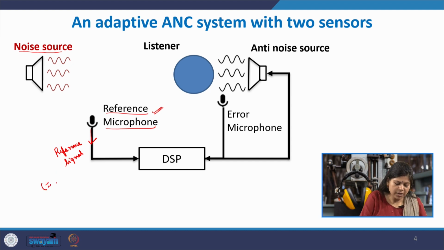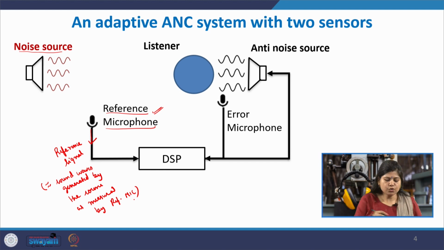It corresponds to the sound waves generated by the source as measured by the reference microphone. That becomes your reference signal, which then reaches the DSP, or the digital signal processor. The digital signal processor, through its various electrical circuits and electronics, is able to create an anti-noise signal. Finally, this generates an anti-noise signal based on the reference signal that has been created.